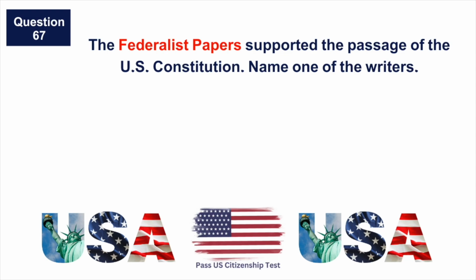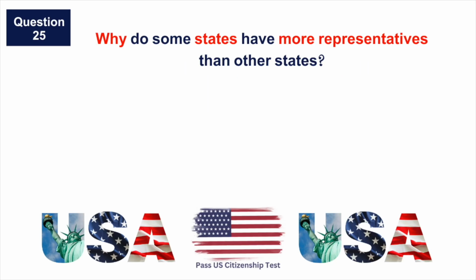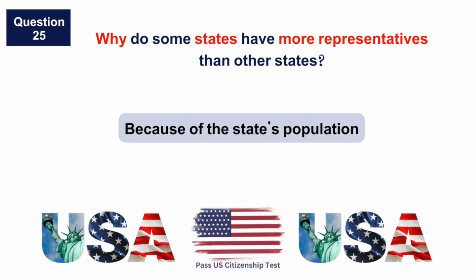The Federalist Papers supported the passage of the U.S. Constitution. Name one of the writers. James Madison. Why do some states have more representatives than other states? Because of the state's population.